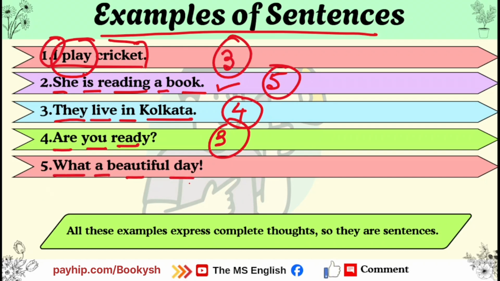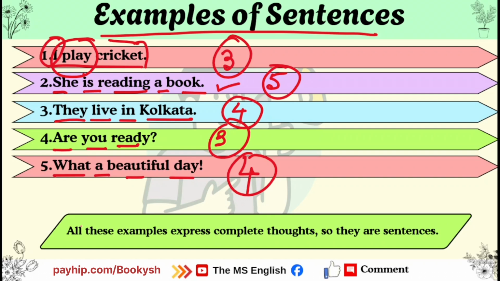This is also a sentence. This sentence has been formed with four words. So what is a word? What is a word, beautiful is a word, day is a word. So in this sentence we can see four words.